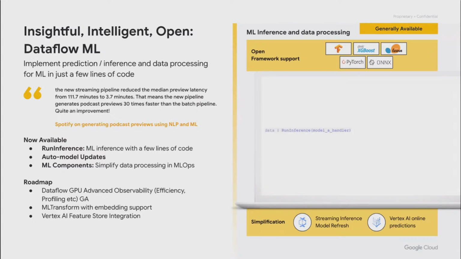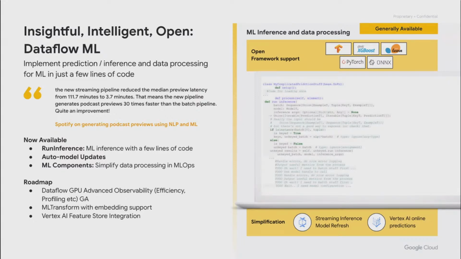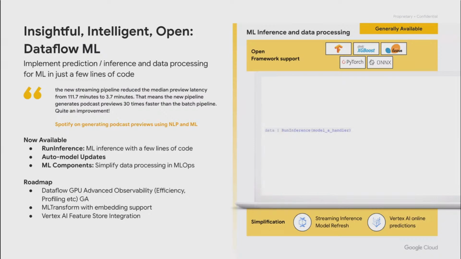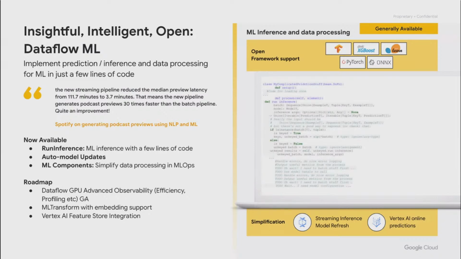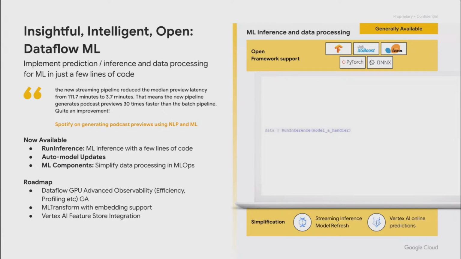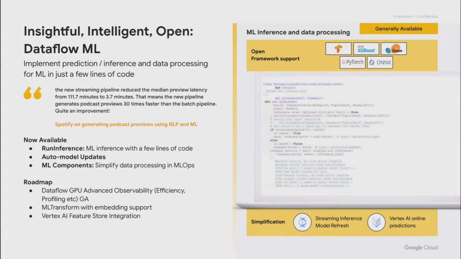Run Inference supports both local models that are deployed as part of the Dataflow pipeline, as well as remote models that are hosted in Vertex AI. And depending on your use case and requirements, you have the flexibility of choosing between those two options.